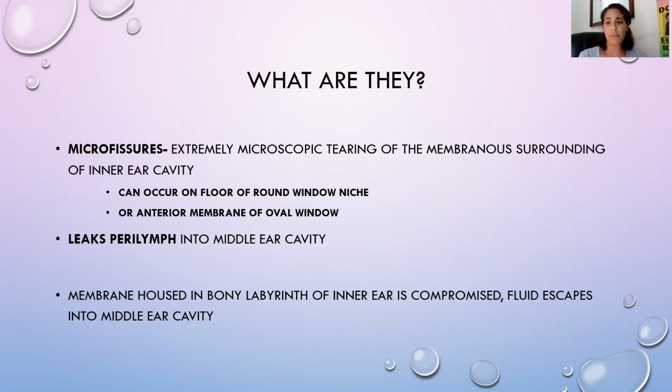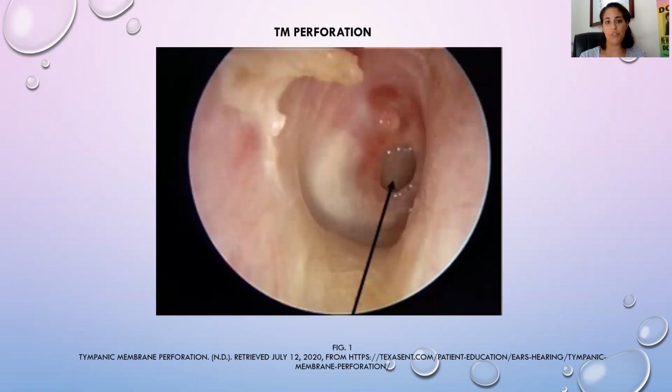So what happens with these microfissures is that they leak perilymph from your inner ear into the middle ear cavity, and this causes a lot of problems for many reasons, and we will get into that in just a second. So again, I just wanted to show you the TM perforation because this is a good representation of what a fistula is, even though we can't see the ones that we're talking about today. So imagine this, but so tiny you need a microscope.